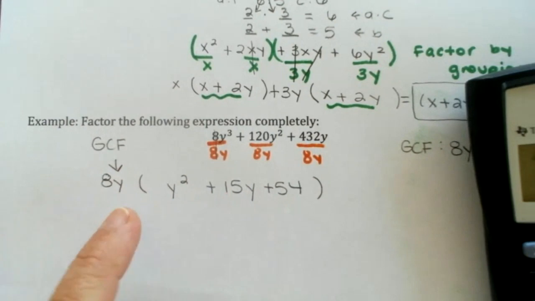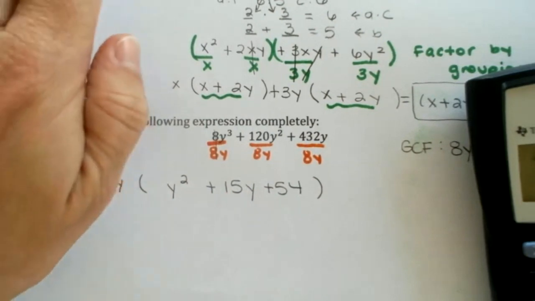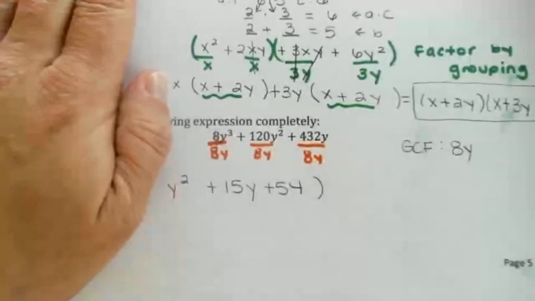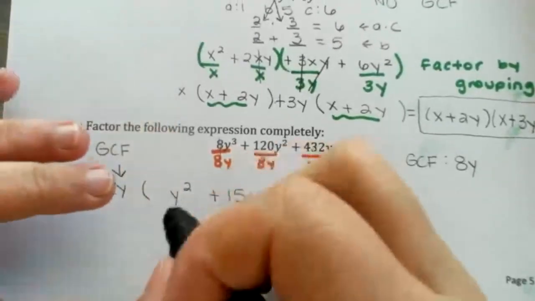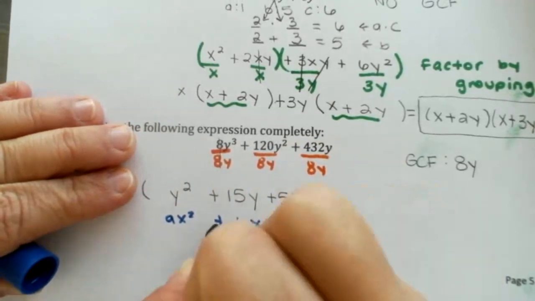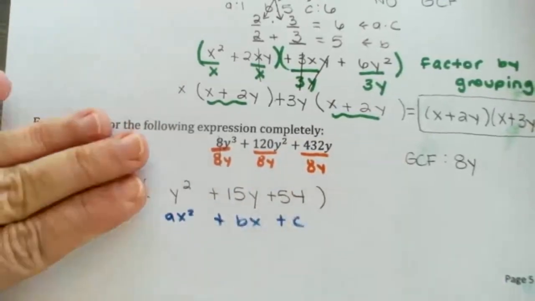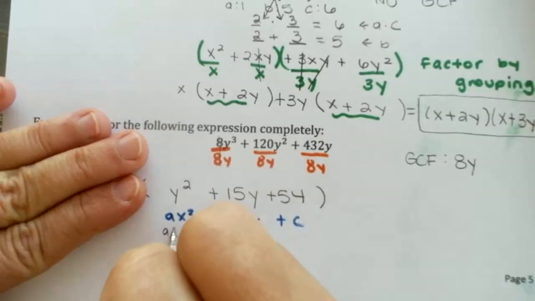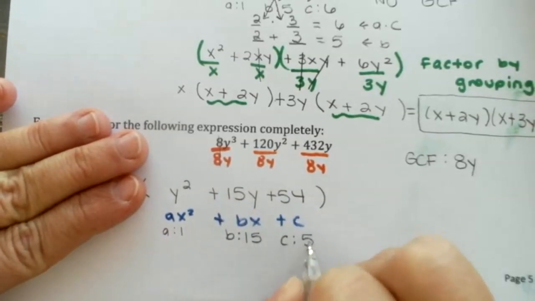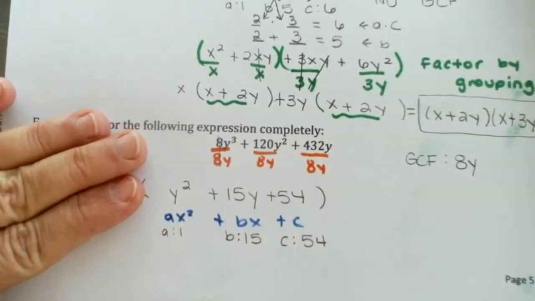8y is already a factor. It's already an answer. Done. I'm trying to factor y squared plus 15y plus 54. This is in standard form of ax squared plus bx plus c. So a in front of y squared is positive 1, b in front of y is positive 15, and c out by itself is 54.